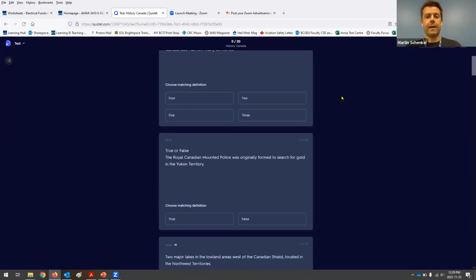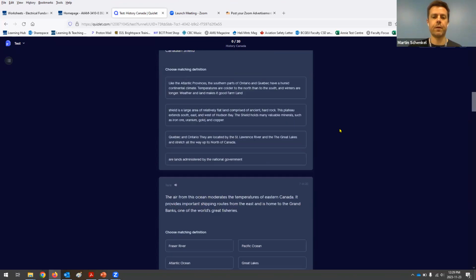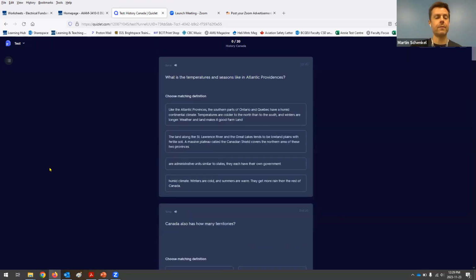I don't see the answers right away. So this is me applying the retrieval practice where I don't see the answers right away. I have to dig deep into my memory banks to be able to answer these questions. So practice test, and then at the end, I'll be given the results. And so that provides some additional formative assessment.